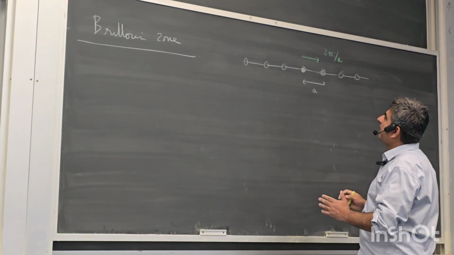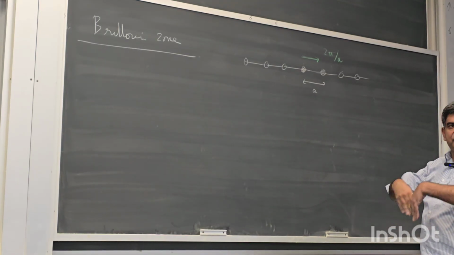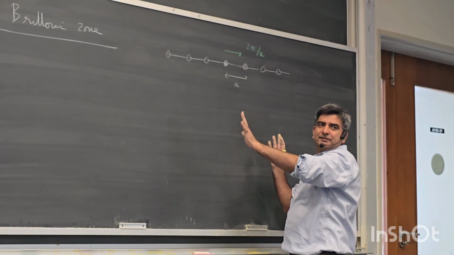So now if I were to draw the reciprocal lattice superimposed on the direct lattice, this white is the direct lattice.